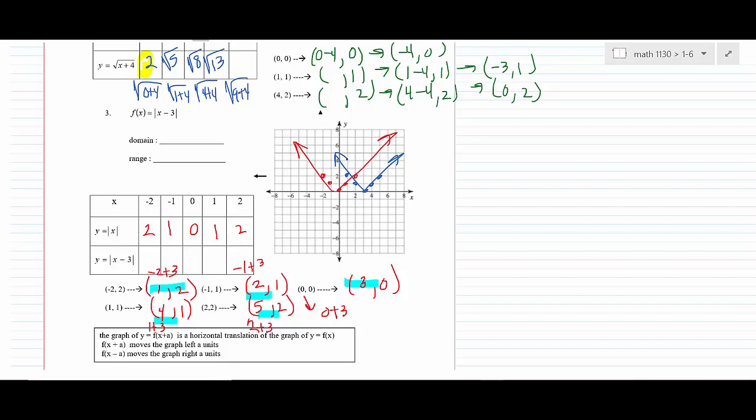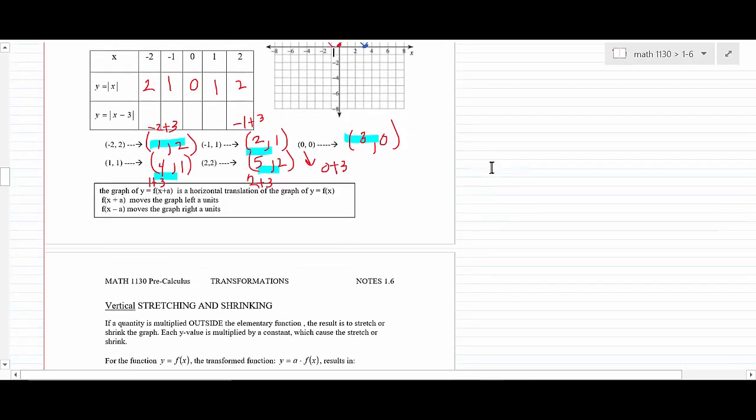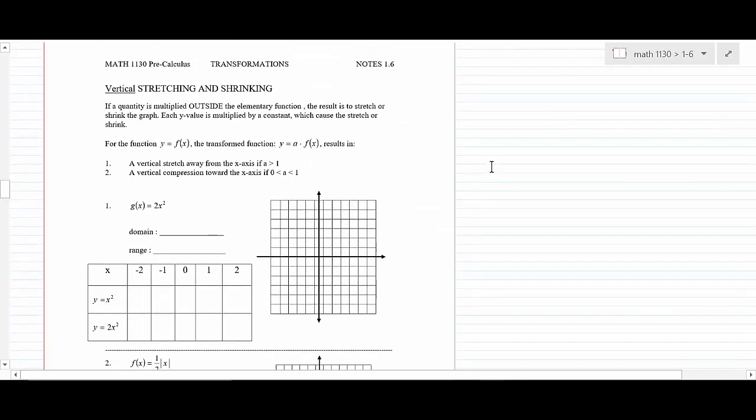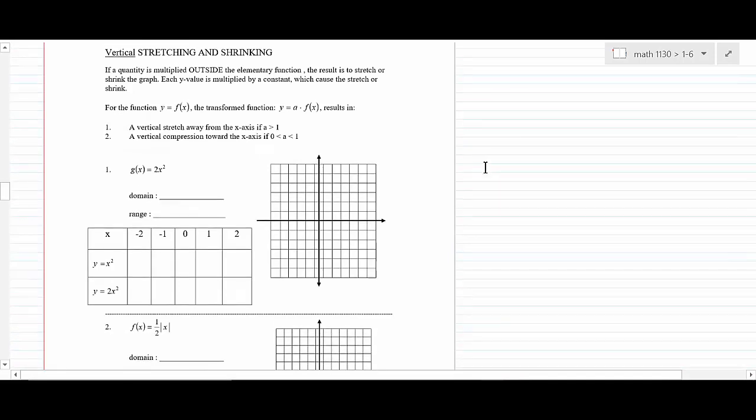That's the weird one. The rest of them aren't that bad. That to me is the one that's the hardest for students to grasp. Okay, let's go to the next thing. We're going to look at stretching and shrinking. Then what we do is we try to put all this stuff all together.